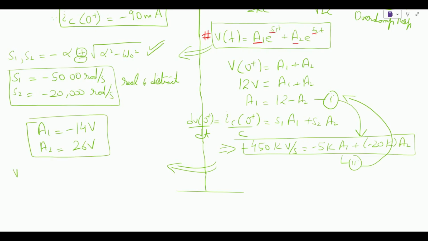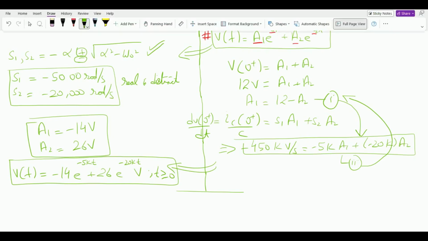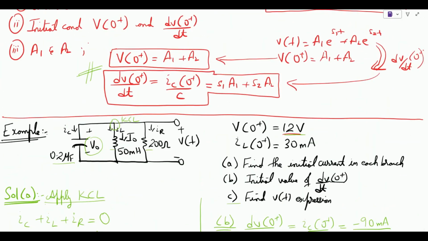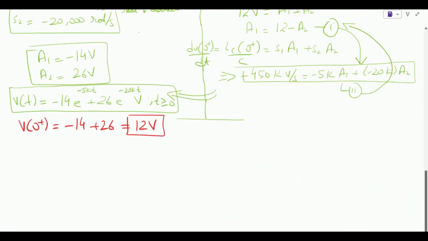Hence our final voltage equation is going to be minus 14 e raised to power minus 5000t plus 26 e raised to power minus 20,000t volts for t greater than or equal to 0. This is the voltage expression for the overdamped response, and we can confirm that it is correct if we put t equals 0+. We can immediately see that we are left with minus 14 plus 26, which is equal to 12 volts, and this was the initial voltage which we got at the start of this problem, which is over here. So this means that our solution is correct.